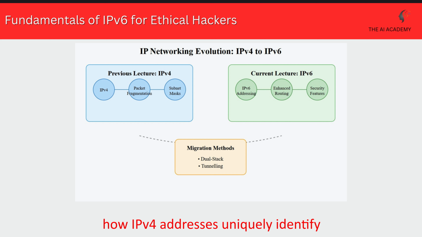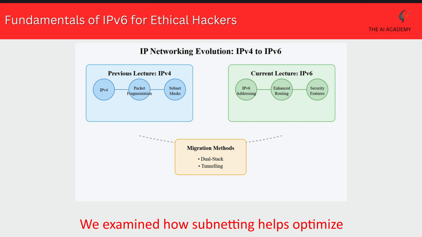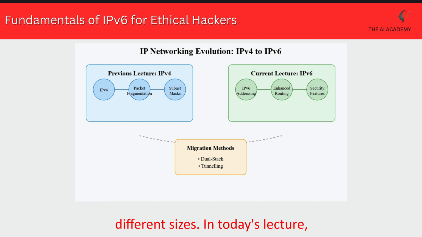We learned how IPv4 addresses uniquely identify devices on a network, allowing seamless communication. We explored the concept of fragmentation, which allows large packets to traverse networks with smaller maximum transmission units (MTU). We examined how subnetting helps optimize IP address allocation for networks of different sizes.